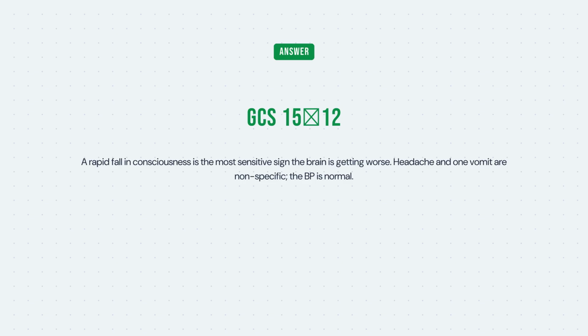The fall in GCS from 15 to 12 in 30 minutes is a rapid decline in consciousness, the most sensitive sign that something in the brain is getting worse right now. The headache and the single vomit are concerning but non-specific, and that blood pressure is normal. The trend is the emergency.